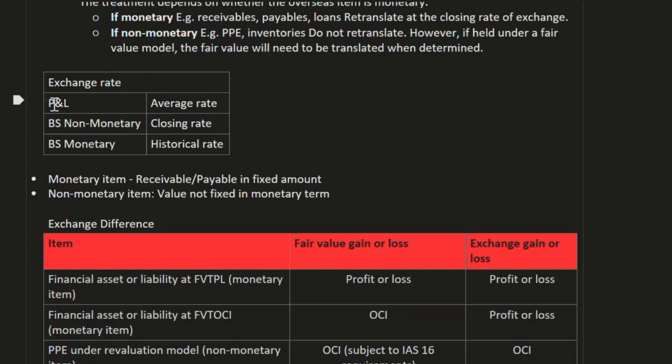Now exchange rates: for P&L we take the average rate. Okay, for balance sheet non-monetary items we take the closing rate. Okay, for balance sheet monetary items we take the historical rate.